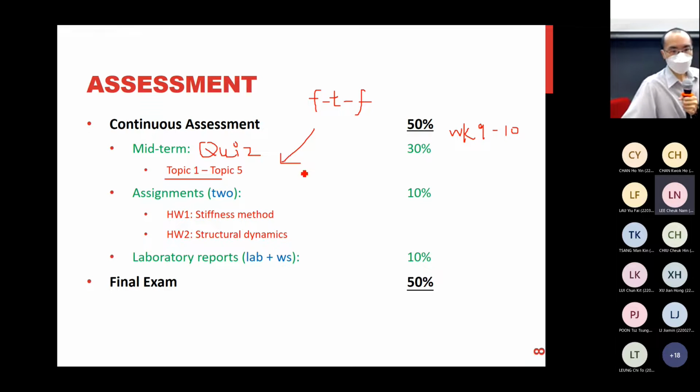Lab report. The lab section, I forget the timetable. Do you have the timetable? Yeah, I don't have the timetable at this moment. The lab report. Normally, I allow students to submit lab report and workshop report before the end of this semester, which means you can submit before week 14. Relatively flexible. Final examination, we will send you the exam schedule later.